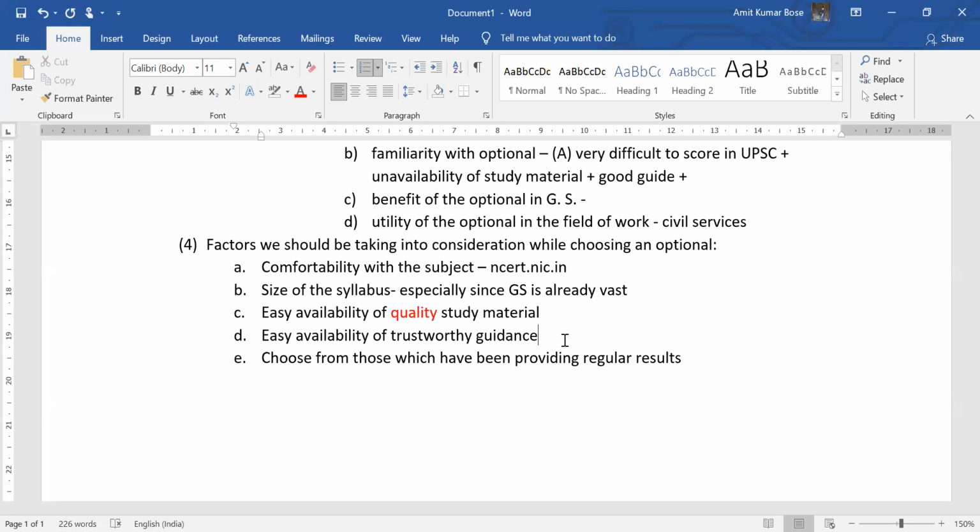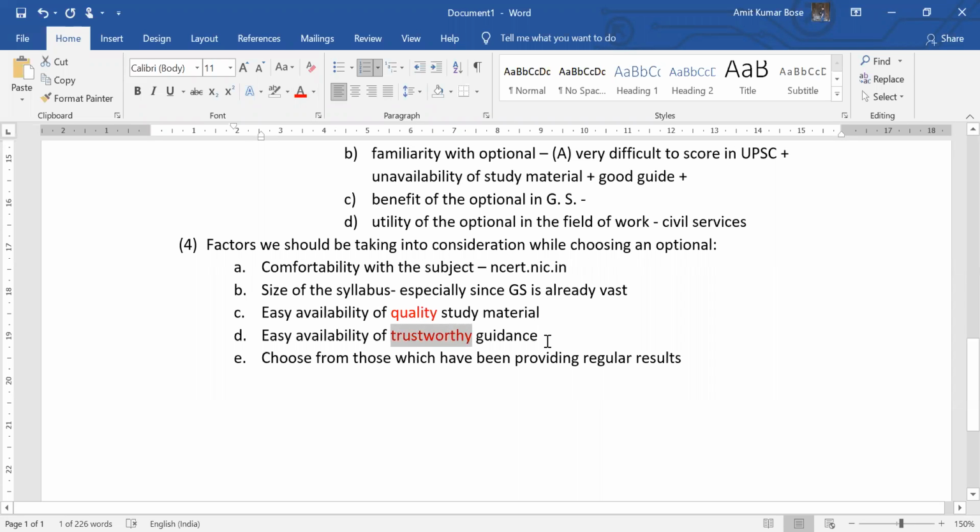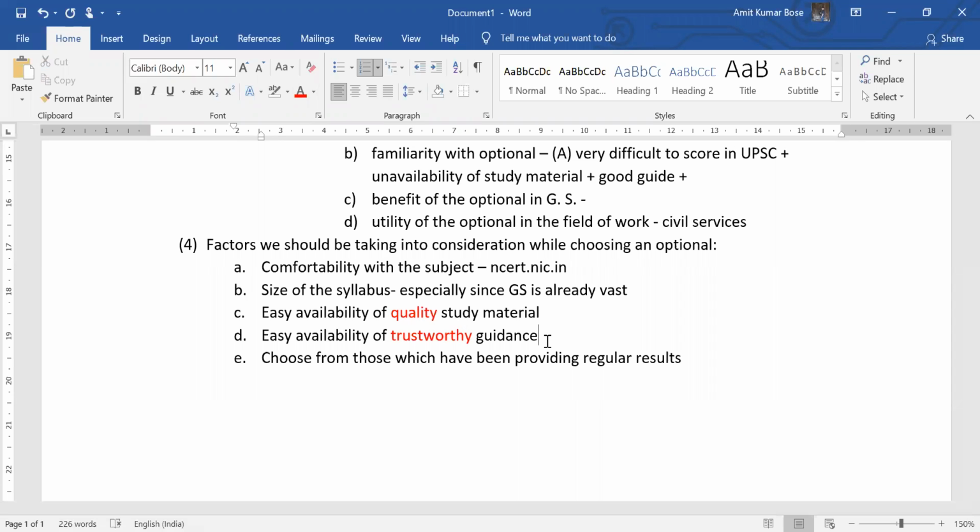Simultaneously comes availability of trustworthy guidance. Yes, again, this factor, trustworthy, it matters. Because today, what does it take to open an online platform and to start selling rubbish?